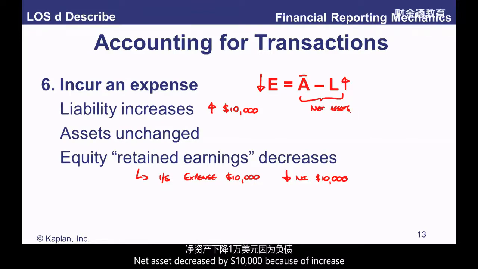So our net assets have decreased by 10,000 because of the increase in the liability, and equity has fallen by 10,000 due to the decrease in retained earnings.